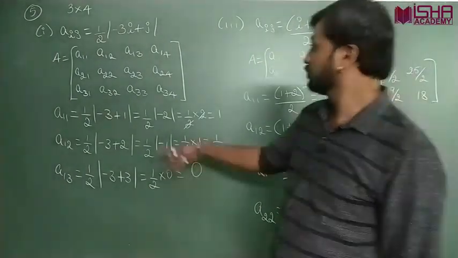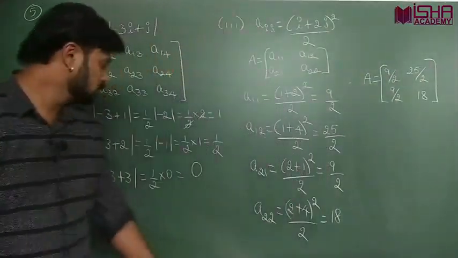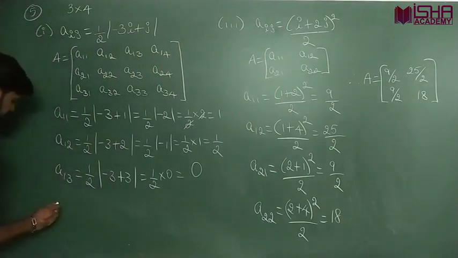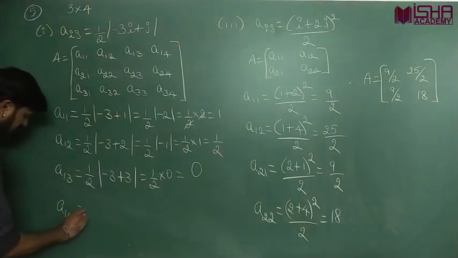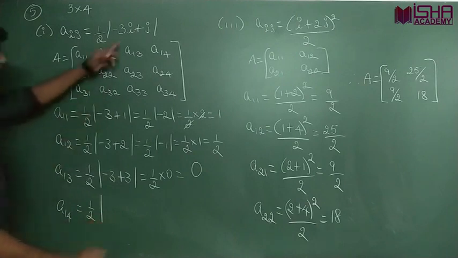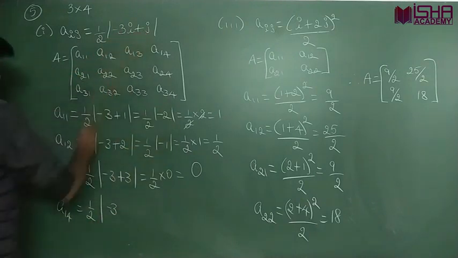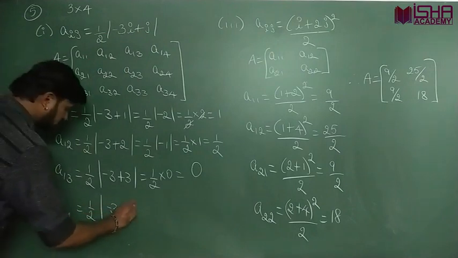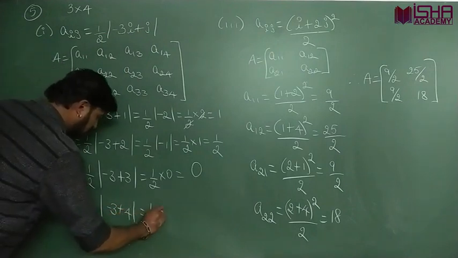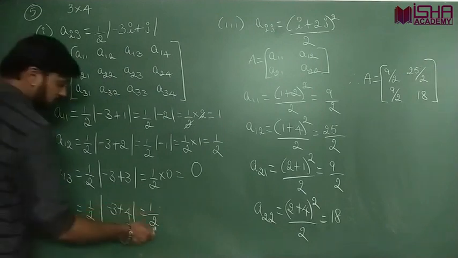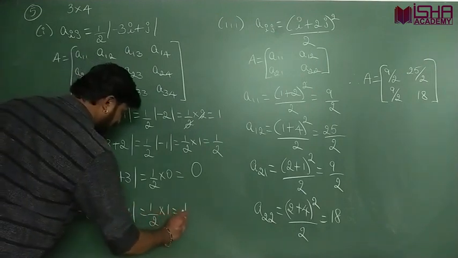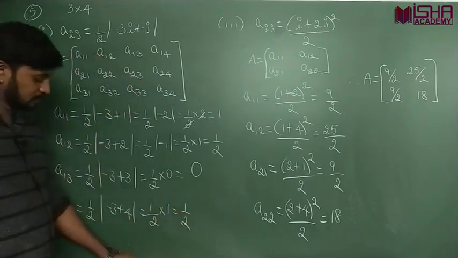So next, A14. First row, fourth column element. So 1 by 2 into, here if we substitute 1 for i, minus 3 into 1, minus 3 plus, if you put j equals 4, plus 4. And 1 by 2 into, what is 4 minus 3? 1. And that is nothing but half. Is that clear?